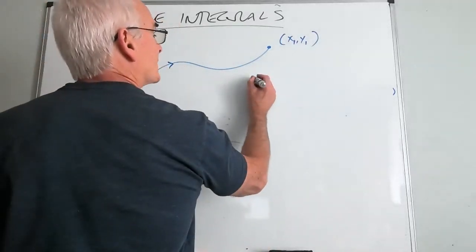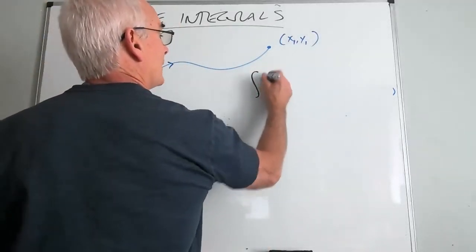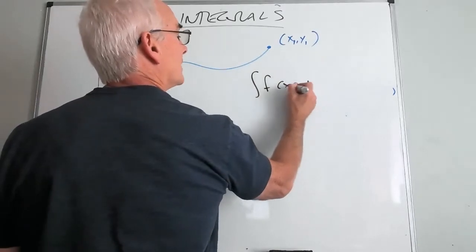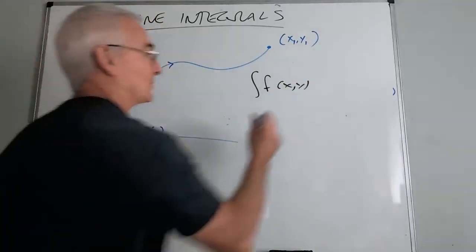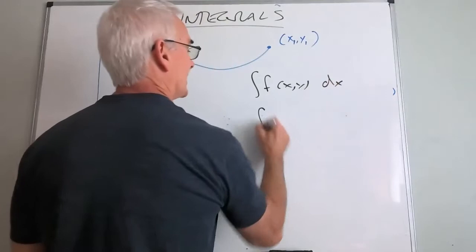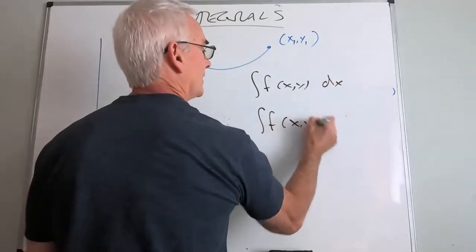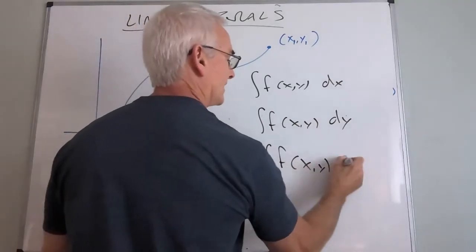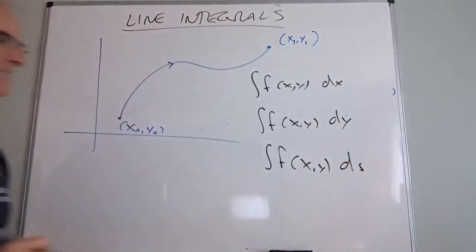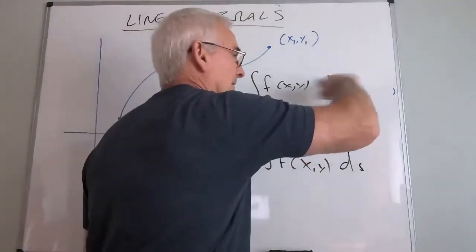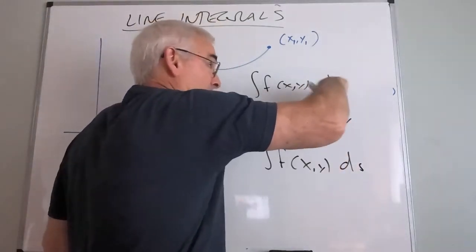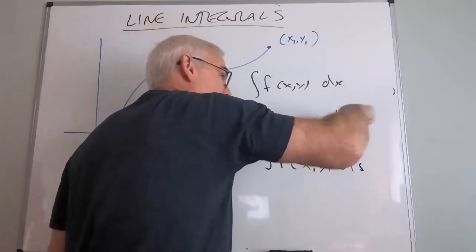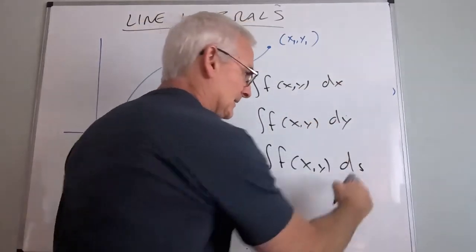So there are 3 ways the integral can be asked. I can have f of x, y dx, this is a single integral, mind you. I can have f of x, y dy, and I can have f of x, y ds. And that's tricky. The first means I'm integrating along the x only. The second means I'm integrating y only.